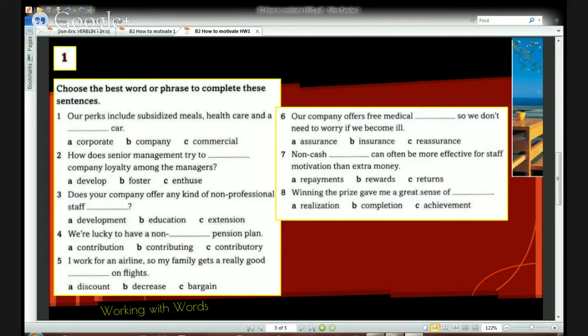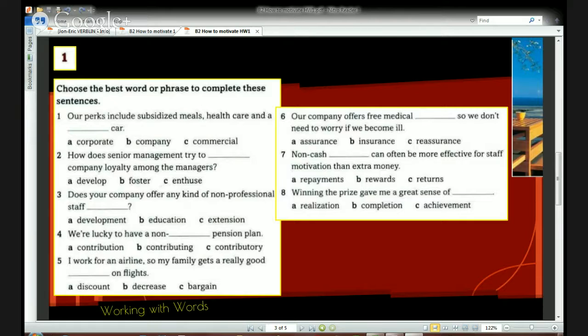Axel, give number 4 a try. Contribution, contributing, or contributory? We are lucky to have a non-contributory pension plan. That is correct. How did you know that? I said one randomly. It was correct. Non-contributory pension plan means that you do not pay for it. Your boss pays for it. This is your retirement plan, right? Your private retirement plan.